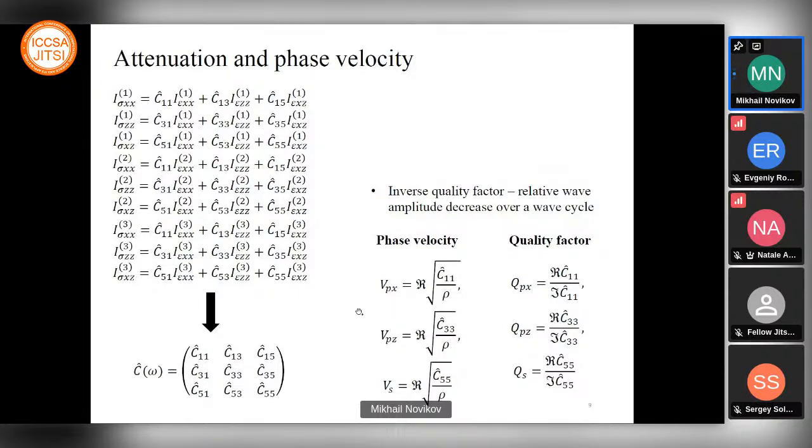From this information, we can obtain by these formulas estimations for phase velocities for two P waves in the direction of the axis and the shear wave, as well as the value of the quality factor for waves. If we invert the quality factor values, we obtain the relative wave amplitude decrease over a wave cycle, which can simply be considered as attenuation.